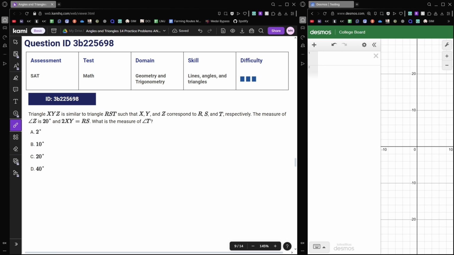Question number 9. Triangle XYZ is similar to triangle RST, such that x, y, and z correspond to r, s, and t respectively.